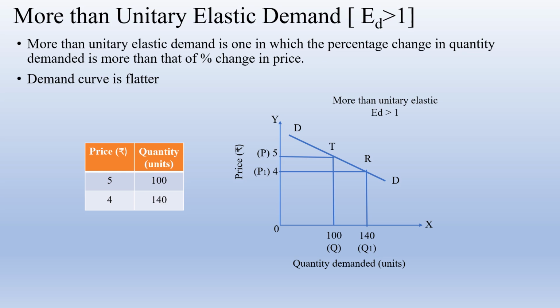More than unitary elastic demand. More than unitary elastic demand is one in which the percentage change in quantity demanded is more than that of percentage change in price. Here, first price is 5, then the quantity demanded 100, then the price decreases to 4, then the quantity demanded is increased. The demand is higher, that is 140. The demand curve is flatter.